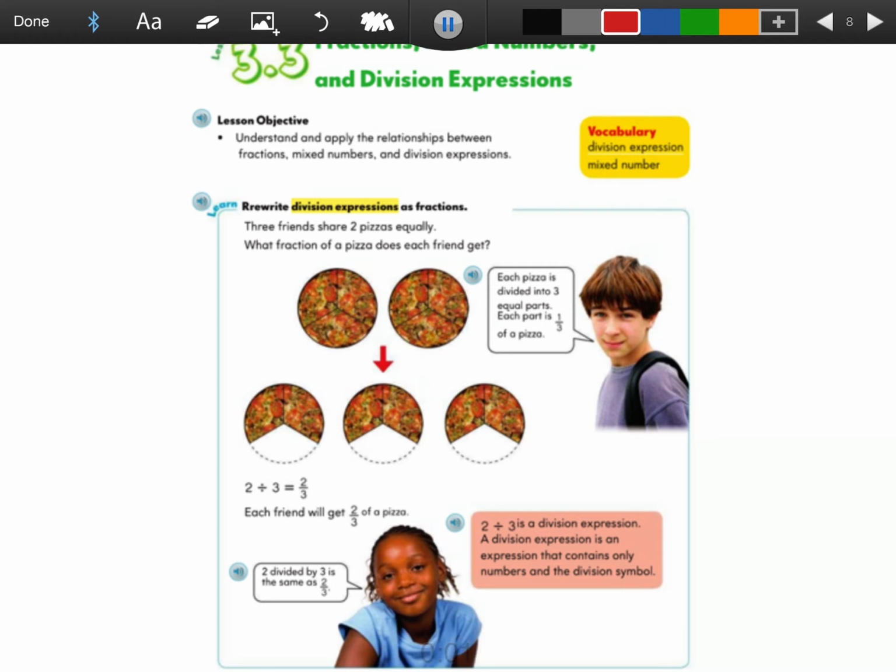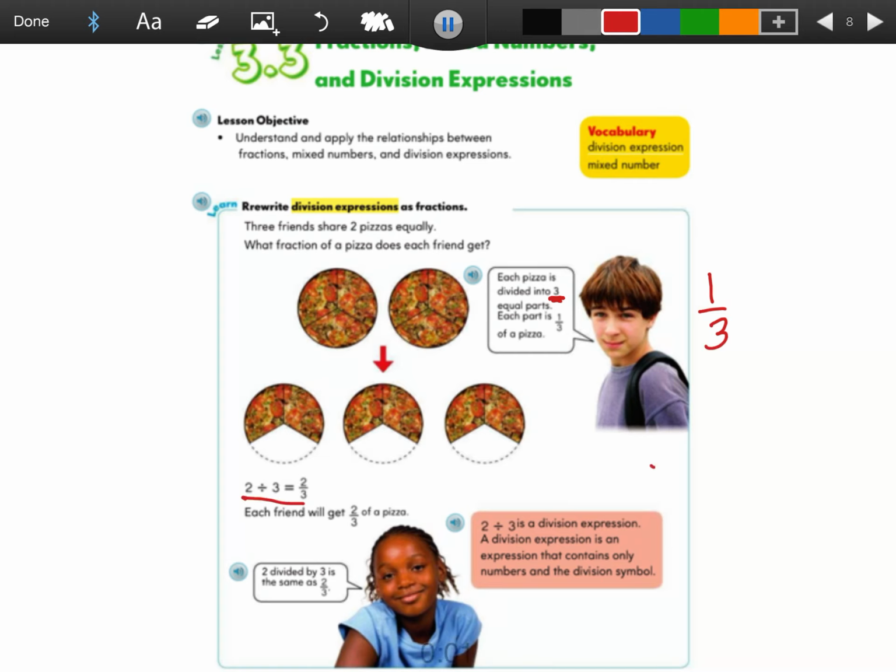Lesson 3.3. We're learning how to rewrite division expressions as fractions. Three friends share 2 pizzas equally. What fraction of a pizza does each friend get? Each pizza is divided into 3 equal parts. Each part is called 1/3 of a pizza.